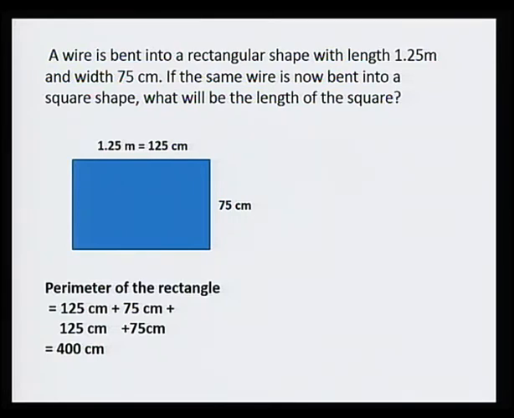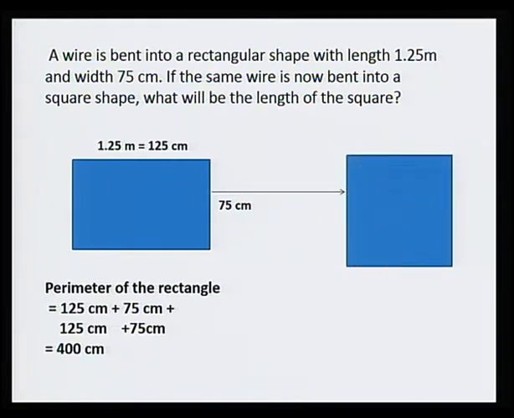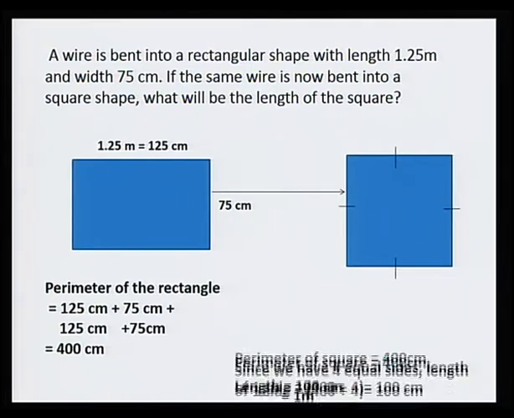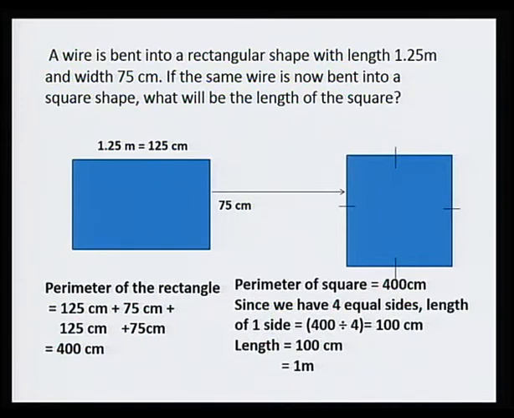Now, this wire is bent to form a square, the same wire. So the perimeter of this rectangle must be equal to the perimeter of this square. But a square has four equal sides. The perimeter of the square is 400 centimeters. Since we have four equal sides, the length of one side will be 400 divided by 4, which is equal to 100 centimeters. So the length of this square is 100 centimeters. Now, 100 centimeters, you know that it is equal to 1 meter. Hence, the length of this square is 1 meter.